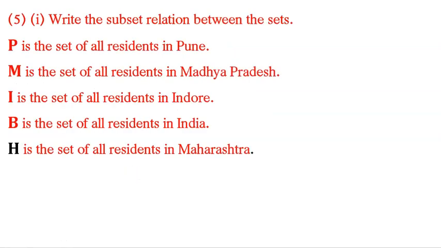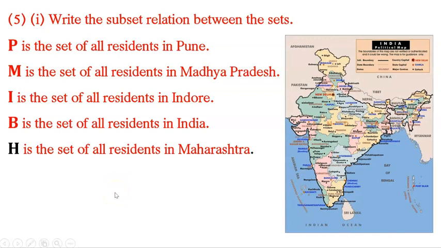Okay, next write the subset relation between the sets. P is the set of all residents in Pune. M is the set of all residents in Madhya Pradesh. I is the set of all residents in Indore. B is the set of all residents in India. H is the set of all residents in Maharashtra. Okay, now see them one by one.